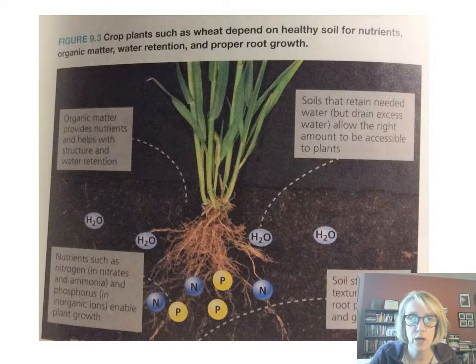It has to be able to grow through the soil, so it has to be loose enough so that those roots can penetrate. So some things we're going to think about are how much organic matter is in the soil, because that's going to influence these properties. How many nutrients are in the soil, and how easily does the soil hold on to the nutrients? What does the soil structure and texture look like? And how well does the soil retain the needed water, but still allow water to pass through? Okay, so that's the summary of where we're going.